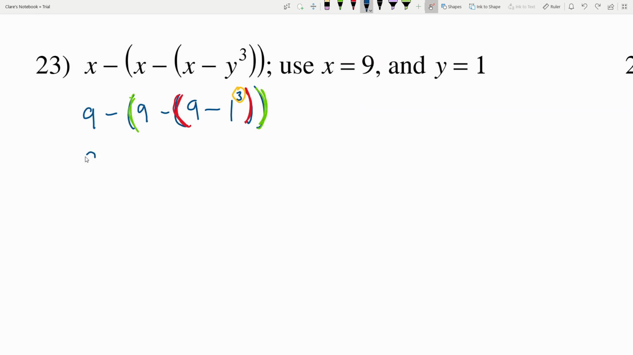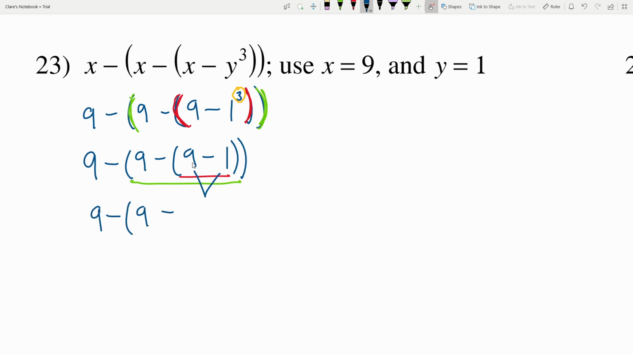So writing this, we'll have 9 minus 9 minus 9 minus 1 cubed is 1 times 1 times 1. That's going to be 1. So now, going back to my order of operations, I have parentheses, but I have parentheses within that. So I'm going to do 9 minus 1. So I have 9 minus 9 minus 9 minus 1 is 8.